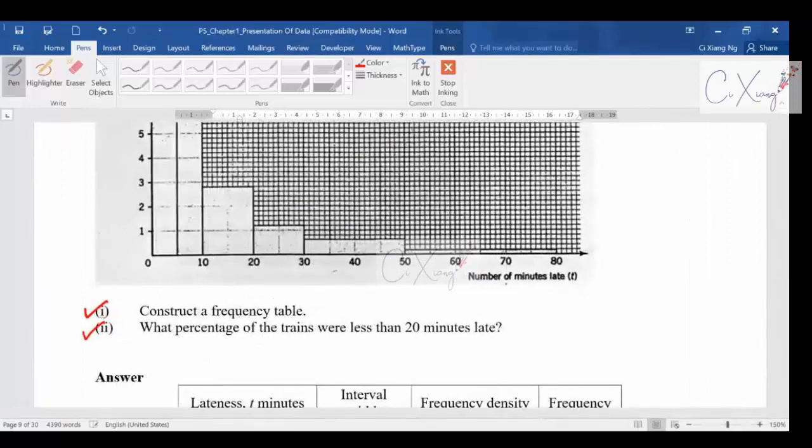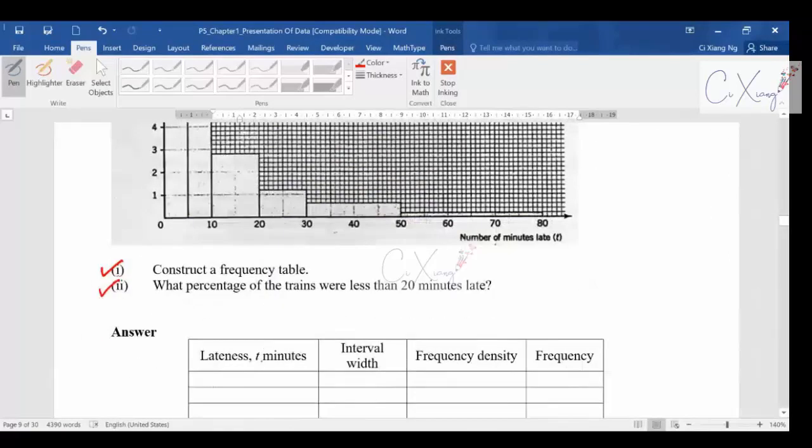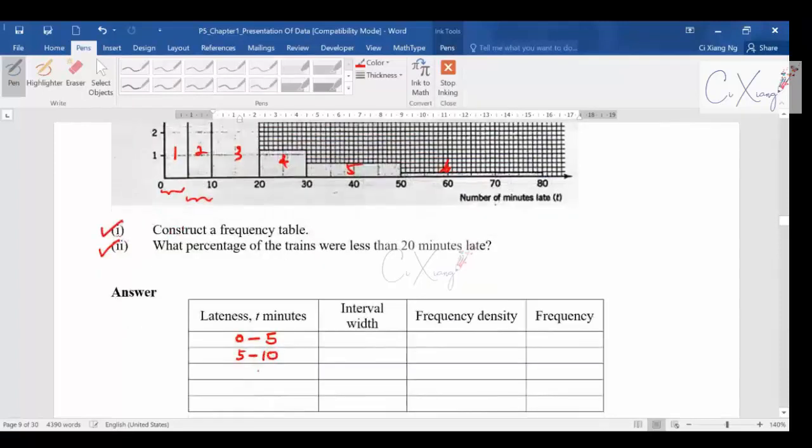When you want to write out the classes here, you need to look at the bars. You have 1, 2, 3, 4, 5, 6 bars here. The first bar is from here until here, which is from 0 until 5. Then the second bar is 5 until 10. Then you continue the rest yourself.